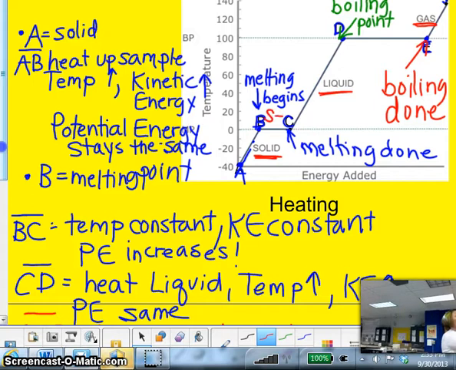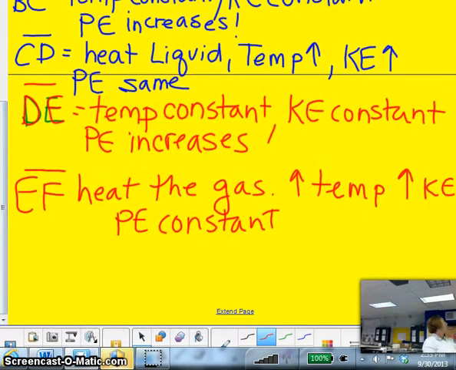So from B to C, the solid is turning into the liquid. You have both phases present on that flat part, phase change. And from D to E, on that flat part, you have liquid turning into a gas, a different phase change on that part. So the flat parts represent the phase changes. Not that hard to remember.